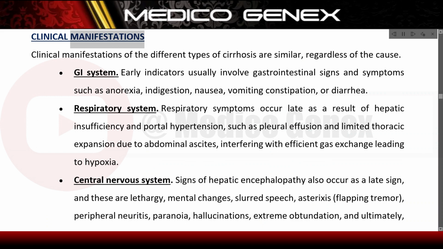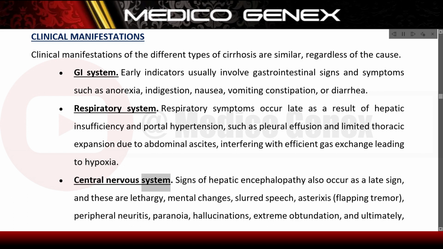Clinical manifestations. Clinical manifestations of the different types of cirrhosis are similar, regardless of the cause. GI system. Early indicators usually involve gastrointestinal signs and symptoms such as anorexia, indigestion, nausea, vomiting, constipation, or diarrhea. Respiratory system. Respiratory symptoms occur late as a result of hepatic insufficiency and portal hypertension, such as pleural effusion and limited thoracic expansion due to abdominal ascites, interfering with efficient gas exchange leading to hypoxia.